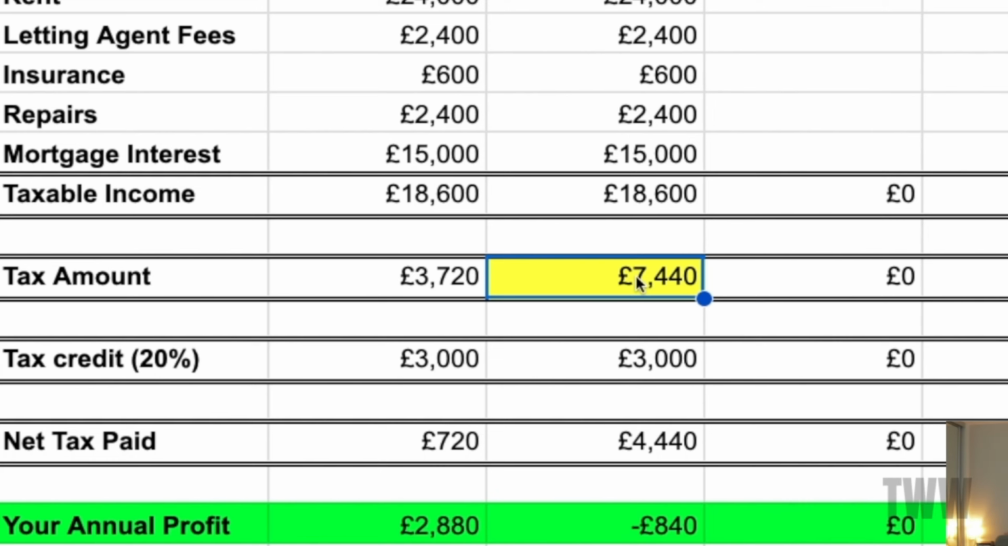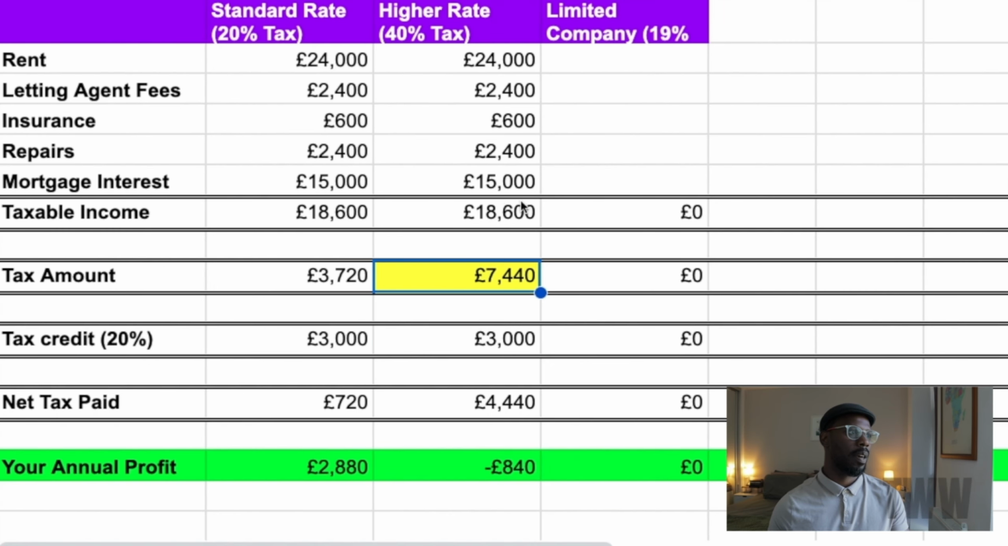You're now paying 40% of your taxable income as opposed to 20% before. So the amount of tax that you're paying has doubled. 20% before as a standard rate taxpayer, 40% as a higher rate taxpayer, so £7,440. You get the same tax credit of £3,000, so your net tax paid is equal to £7,440 minus £3,000, resulting in a net tax paid of £4,440.